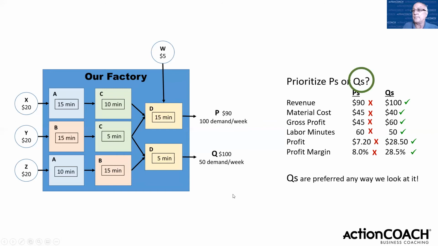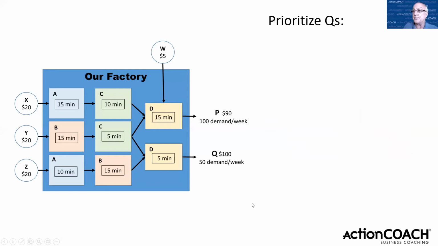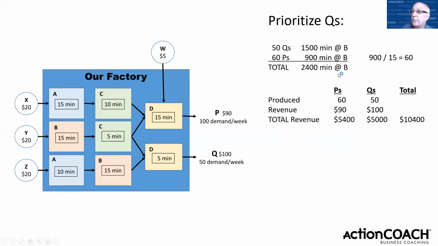So let's take a look at prioritizing Q's. We have 50 Q's at 1,500 minutes, which leaves 900 minutes for P's, which means we have 900 divided by 15 minutes at B, which gives us the ability to make 60 P's. All right, so that gives a total of 240 minutes. So 60 P's and 50 Q's gives us a revenue of $10,400.